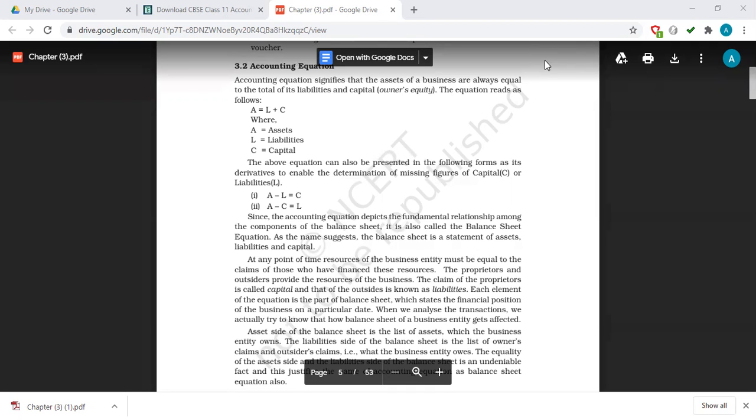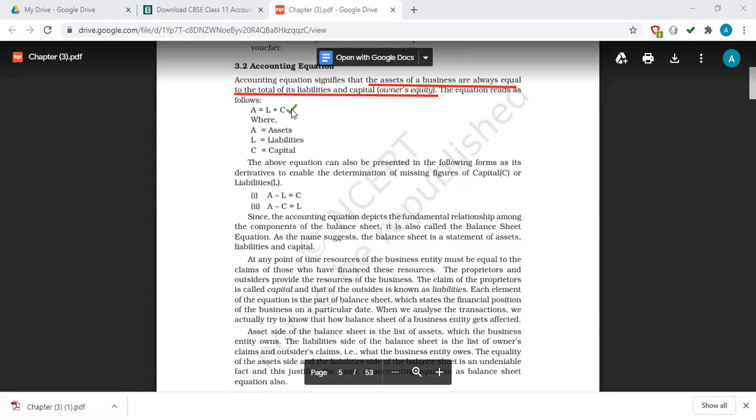Accounting equation signifies that the assets of a business are always equal to the total of its liabilities. Please underline that line. See, the total of the assets of a business is always equal to the total of its liabilities and capital. That is owner's equity, like capital. You can see this over here. This is A. A stands for asset. L stands for liability, C stands for capital.